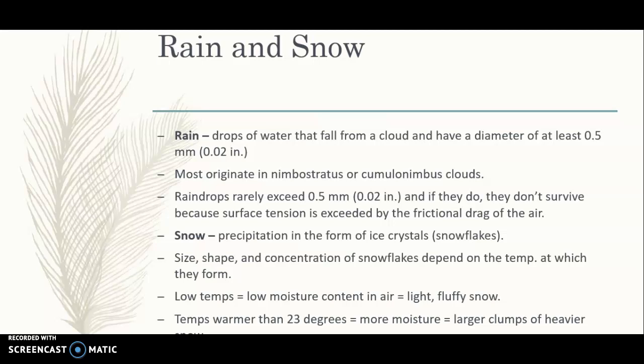Snow is precipitation in the form of ice crystals, otherwise known as snowflakes. The size, shape, and concentration of snowflakes depends on the temperature at which they form. Whenever there are low temperatures, that means there's low moisture content in the air, and that makes light and fluffy snow, kind of like whenever you go skiing. Temperatures warmer than 23 degrees mean more moisture, and that means there are larger clumps of heavier snow. This is good snow for snowball fights, making snowmen, things like that.